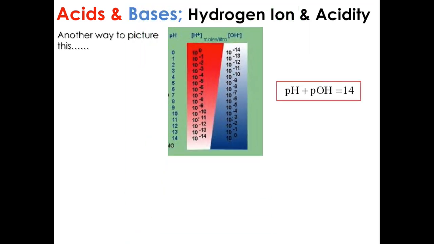Another way to see this picture, you can see it in here. When the pH is 0, the pOH will be 14. When the pH is 7, the pOH will also be 7. And when the pH is 14, the pOH will be 0.